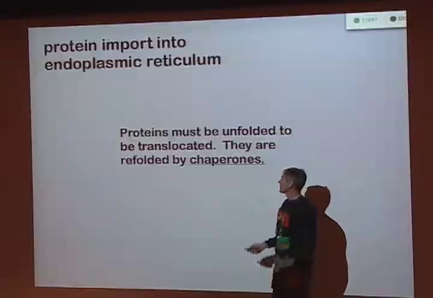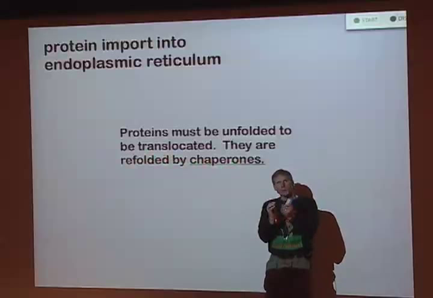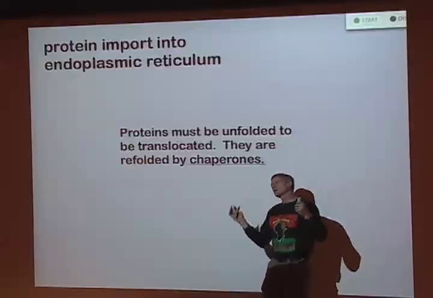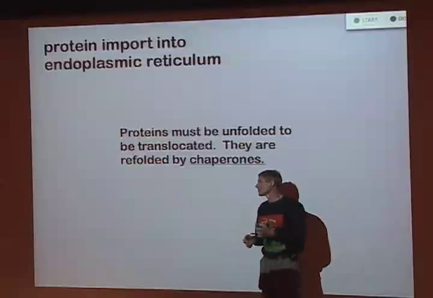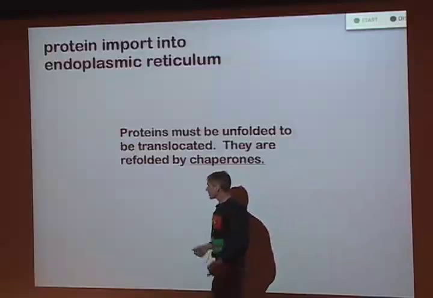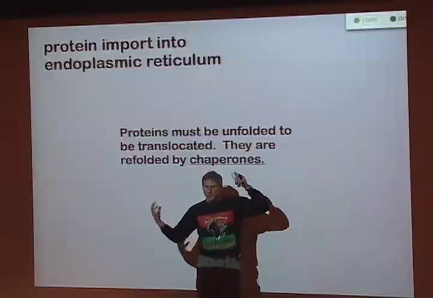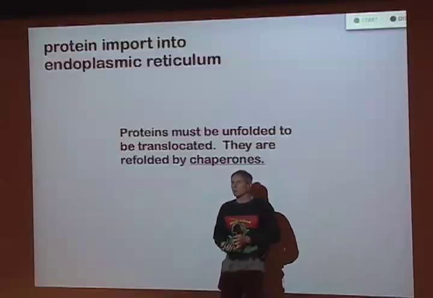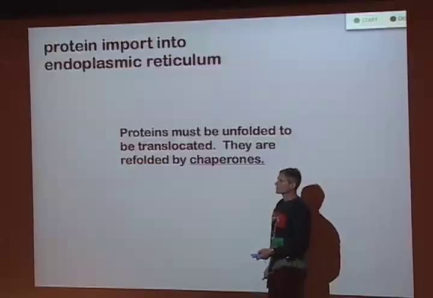Proteins are refolded in the lumen of the endoplasmic reticulum by chaperones. These bind to the unfolded protein and let it fold in a natural way. These chaperones are understood a little bit more than that. They're kind of like a hollow cylinder that allows the proteins to sample multiple conformations until they reach the most stable one. So proteins must be unfolded to be translocated, and then they're refolded by chaperones.